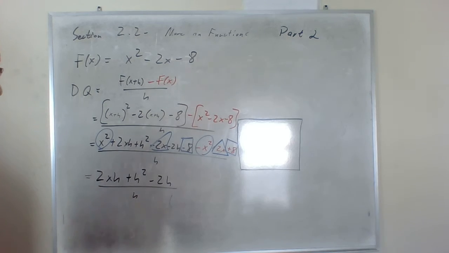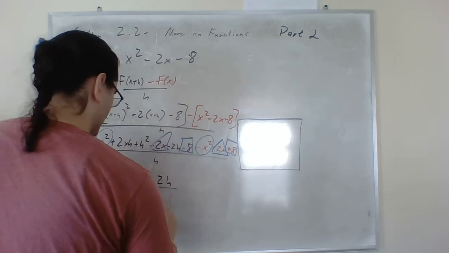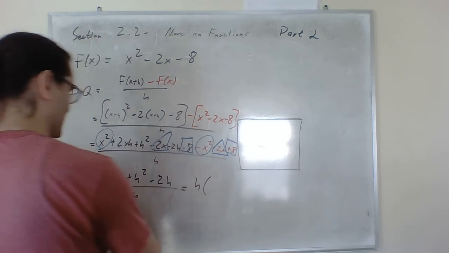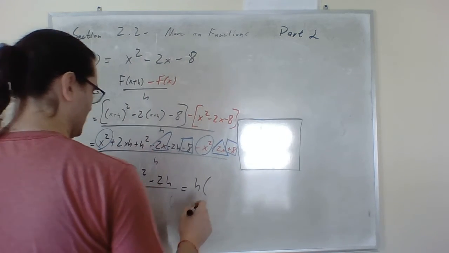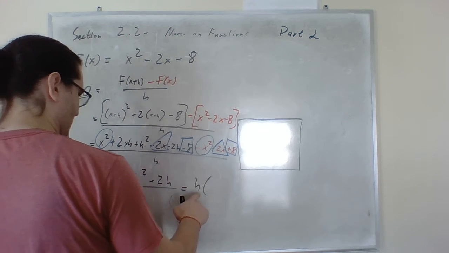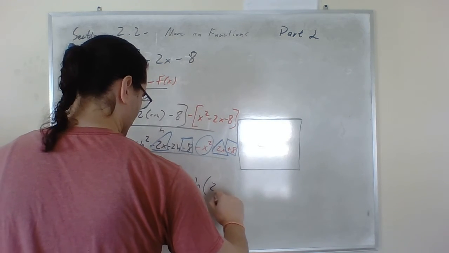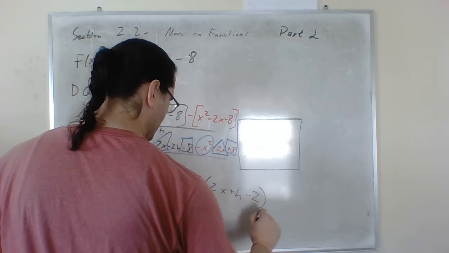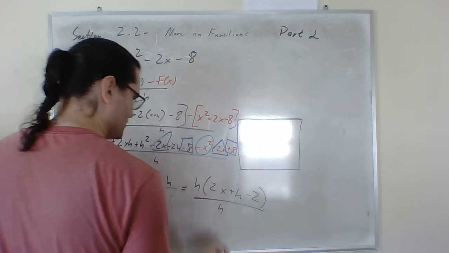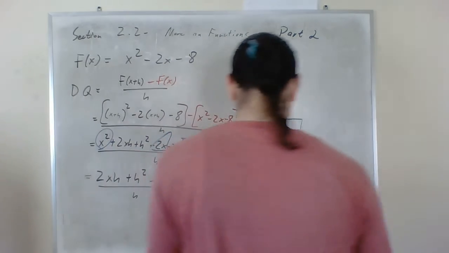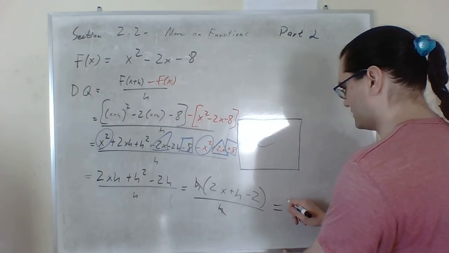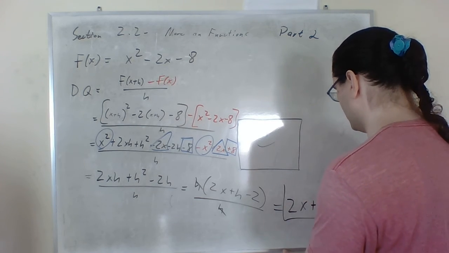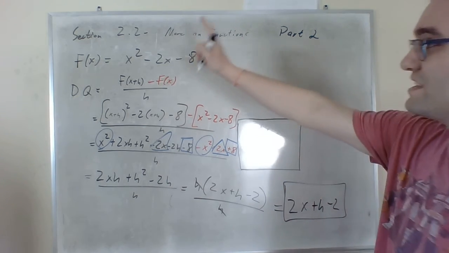This is the part where we cancel the h from the bottom. But before I do that, I'm going to factor an h out of the top so I can just cancel that 1h with a 1h. So because everything on top has an h in it, I can factor out an h, and then I'm left with 2x plus h minus 2, all divided by h. And then the h's cancel, and this thing becomes 2x plus h minus 2. This is the difference quotient for this parabola.